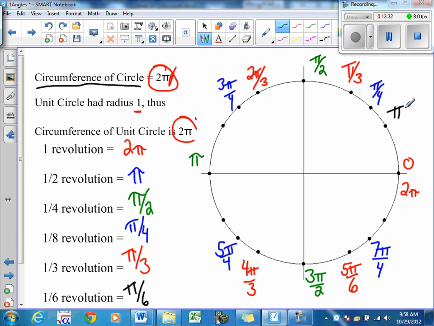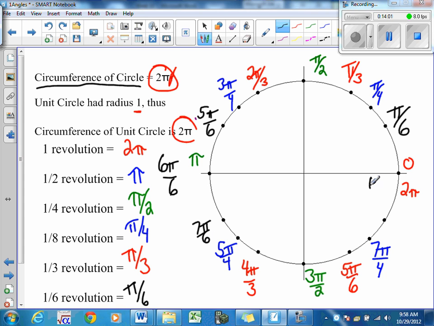Now, for the last set of dots, these are all going to be pi over 6s. But let's do it a little bit differently. This over here is 6 pi over 6. And we could count 2 pi over 6, 3 pi over 6, 4 pi over 6, 5 pi over 6, 6 pi over 6. But if this is 6 pi over 6, if we go back 1, that's 5 pi over 6. If I go forward 1, that's 7 pi over 6.